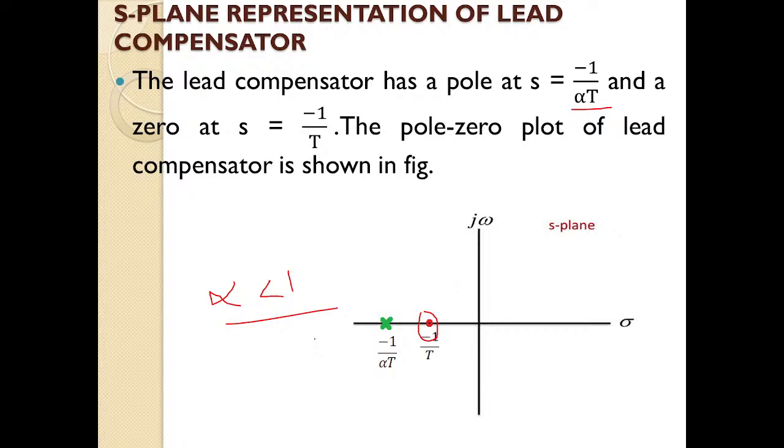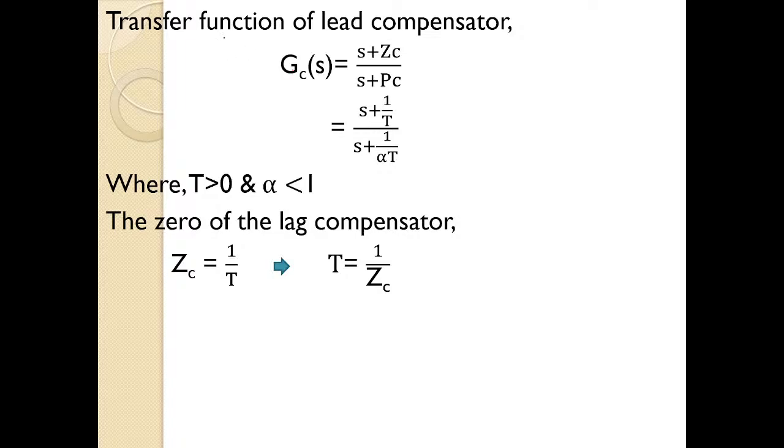Now let us see the transfer function of this lead compensator. The compensator transfer function is denoted by Gc of s. Gc of s is equal to (s plus zc) by (s plus pc), where zc is the zero and pc is the pole of the compensator. The zero is minus 1 by t, so s minus of minus 1 by t is s plus 1 by t. s minus of minus 1 by alpha t is s plus 1 by alpha t. So this is the transfer function of the lead compensator.